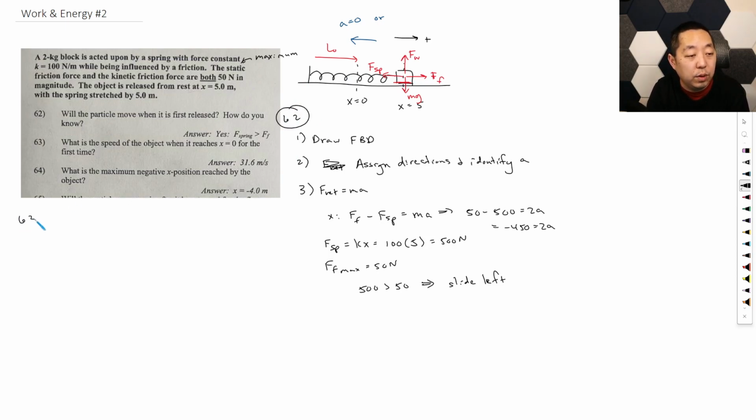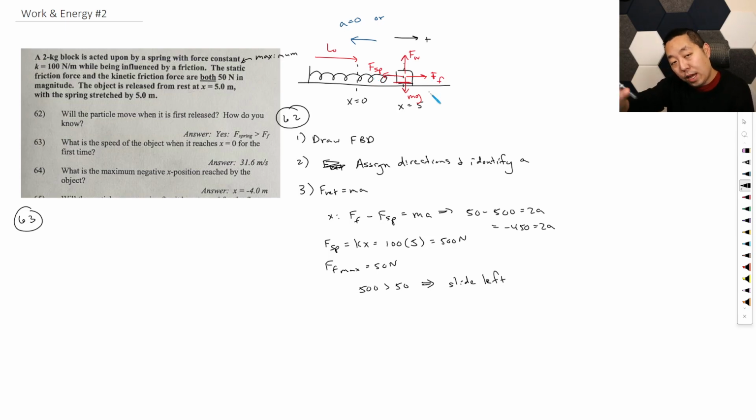Let's look at 63. What is the speed of the object when it reaches x equals 0 for the first time? Now, we cannot use kinematics. So one way we solve for the speed of something is we use kinematics. Why can't we use the kinematic equations here? Is because the acceleration is not constant.